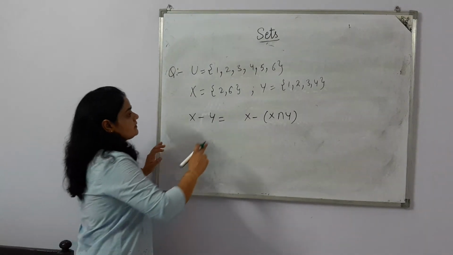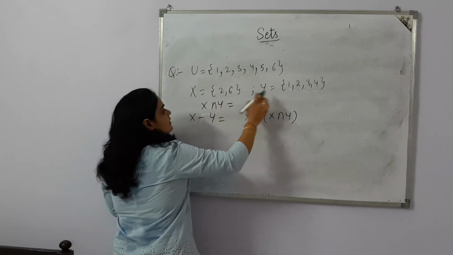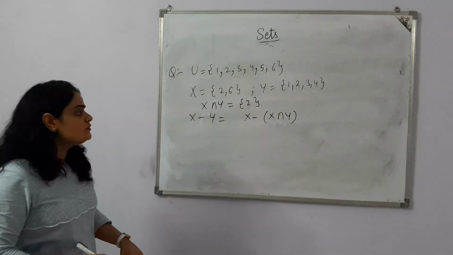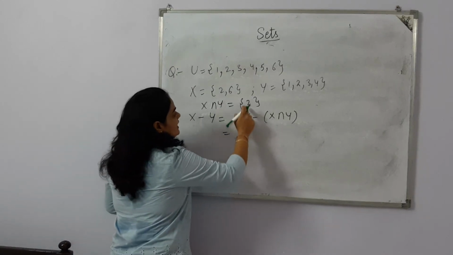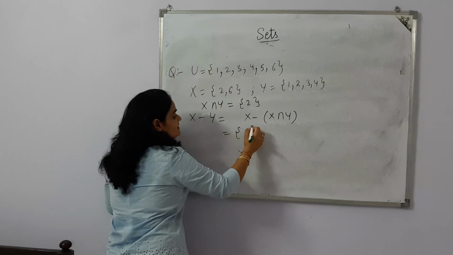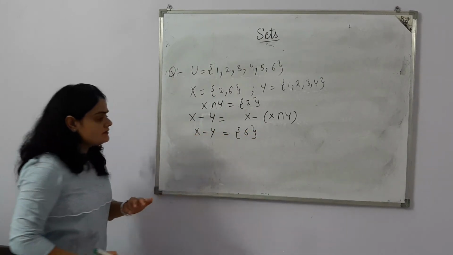So what is the common portion? First of all we have to find X intersection Y. X intersection Y contains one element which is common, which is 2. So from X we have to subtract 2. If we subtract 2, then what we'll get in X is 6. So X minus Y is 6.